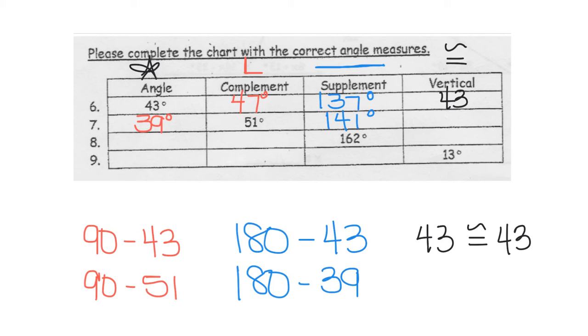And now I want the angles vertical. We need to remember that vertical angles are congruent. So the vertical angle to the 39-degree angle is another 39-degree angle. Keep following the same pattern to solve 8 and 9.